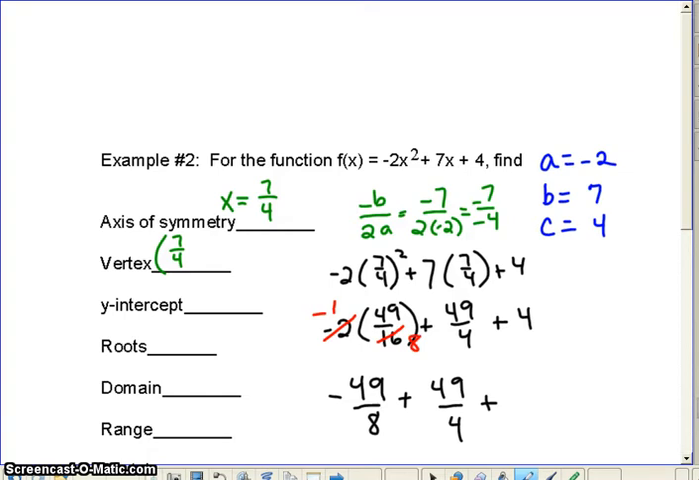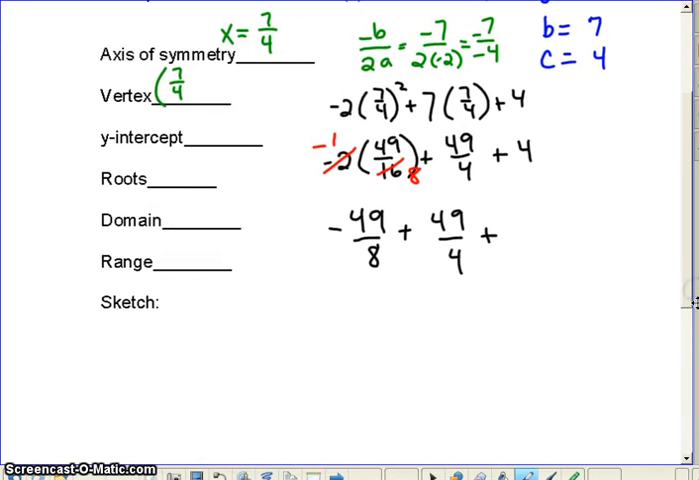And I'm going to write this whole number as a fraction, 4 over 1. Okay? So I'm going to need a common denominator, and 8 is going to be the common denominator. Okay, so the first one's good.